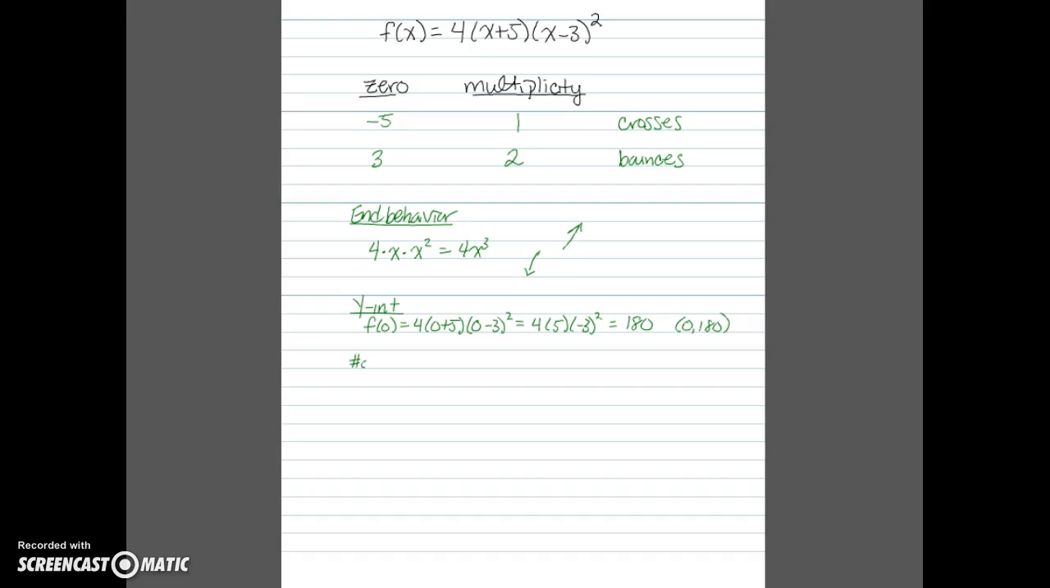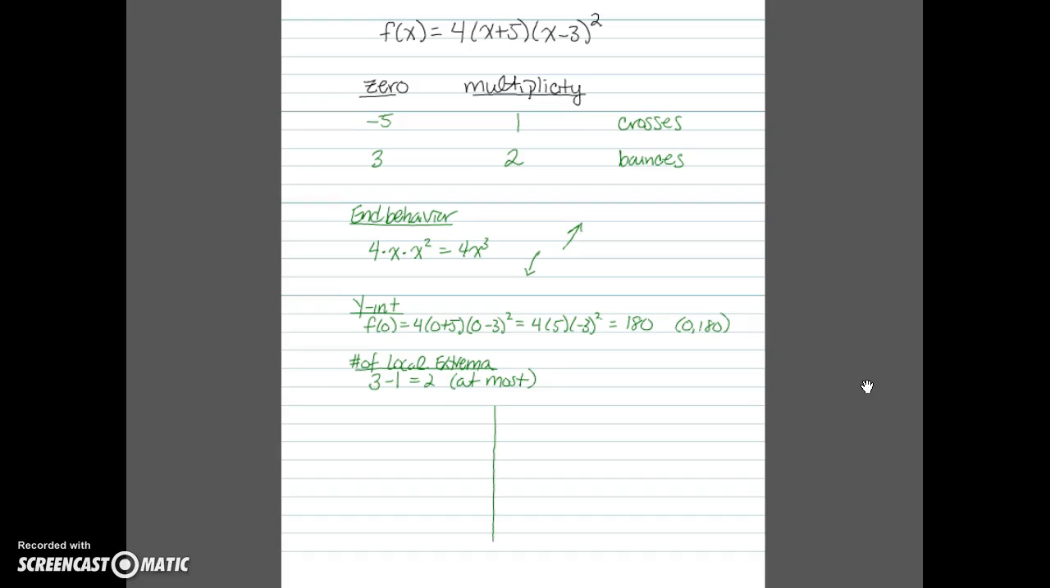Okay, the next thing I want to do is find the number of local extrema, which means I need to look at the degree of this function. I've already found the leading term to be 4x to the 3rd, which means the degree is 3. Subtract 1, and that means I have 2, or at most 2, local extrema.